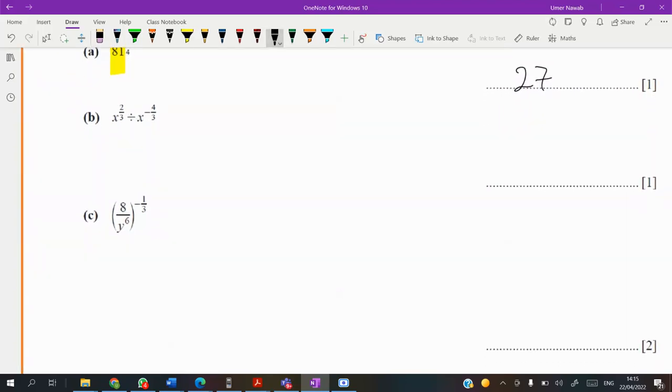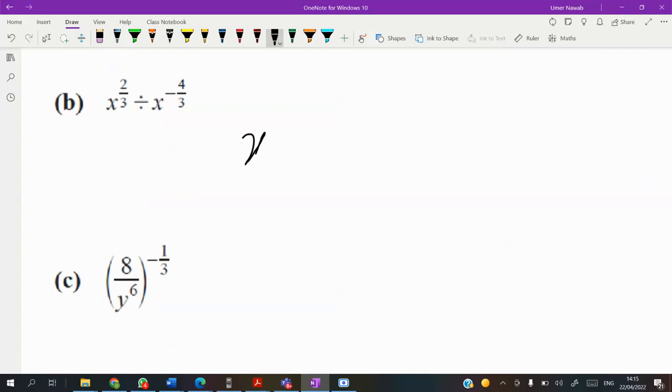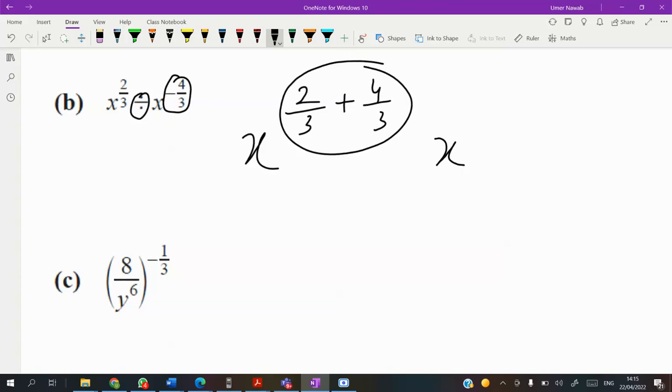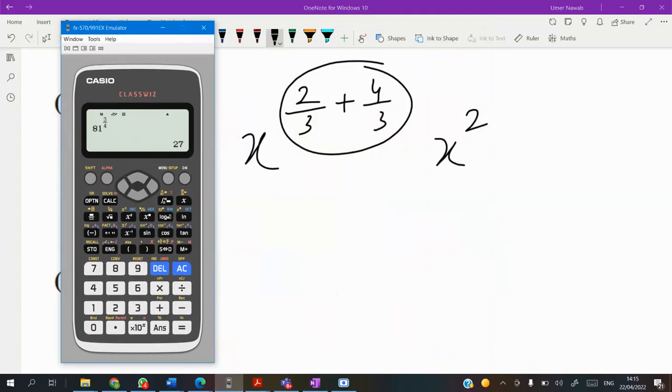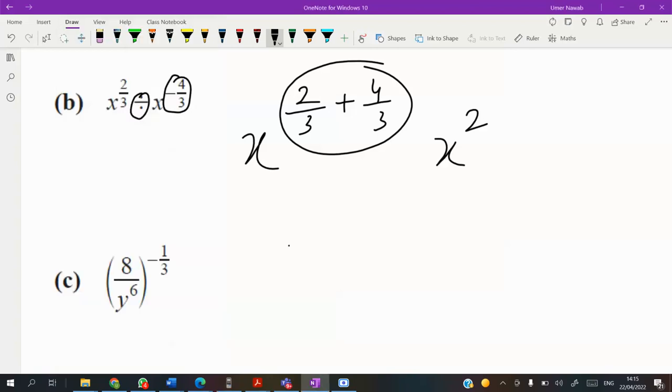Here we have a division sign. Be careful, my friends. So x raised by 2 over 3. This division sign changes this sign. So this is minus 4 over 3 becomes 4 over 3. Now use your calculators. 2 over 3 plus 4 over 3, it will give you 2. If you want to see how it happens, I'll show you. I will write here 2 over 3 plus 4 over 3, and the answer is 2.